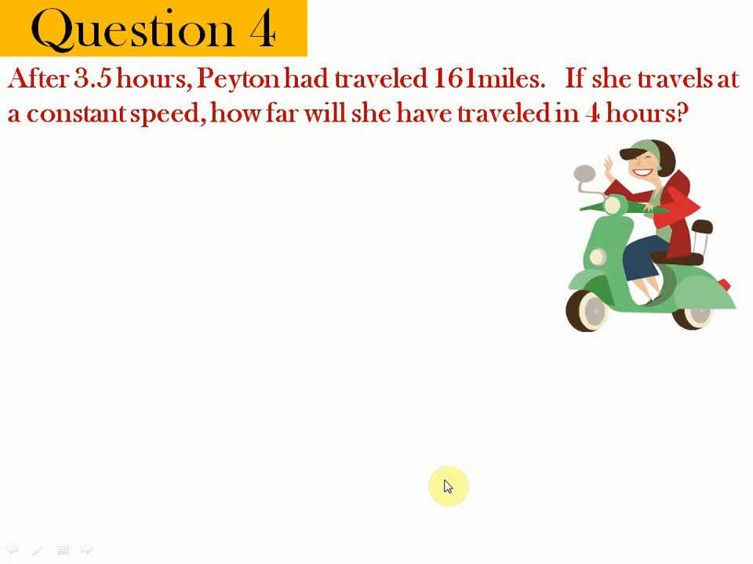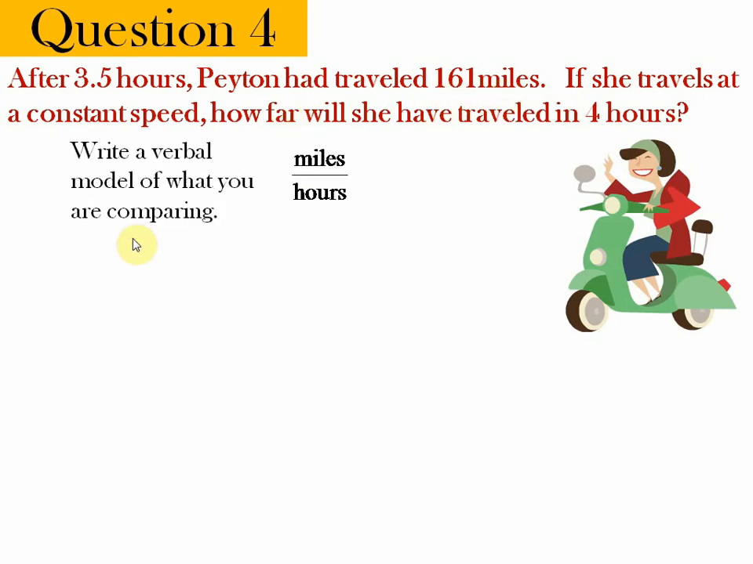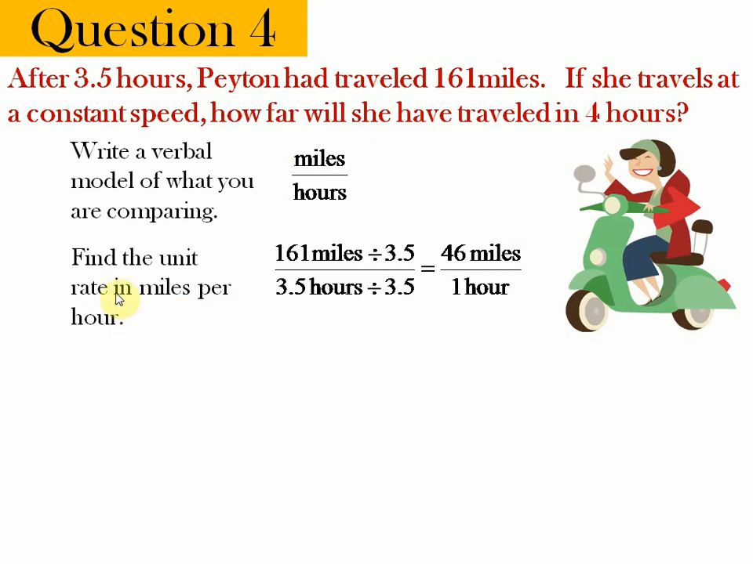Next, moving on, question number 4. After 3.5 hours, Peyton had traveled 161 miles. If she travels at a constant speed, how far will she have traveled in 4 hours? So first we have to find miles per hour, which is the unit formula of distance over time. So 161 miles in 3.5 hours, we got 46 miles per hour.